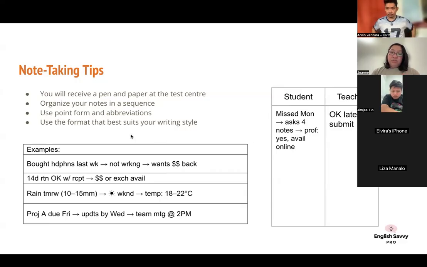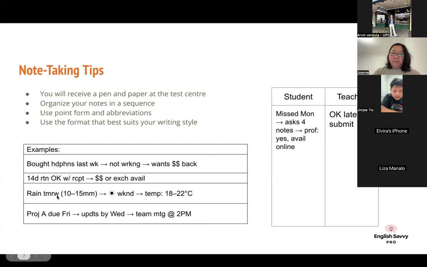You can definitely use abbreviations. It really depends on your comfort level and how shortened you would like your notes to be, or what kind of symbols you prefer to use. In my case, if you see the examples, there's the dollar sign, which represents money. There's the arrow sign because I'm trying to describe how the sequence or the information is being relayed to me. And definitely use the format that best suits your writing style.